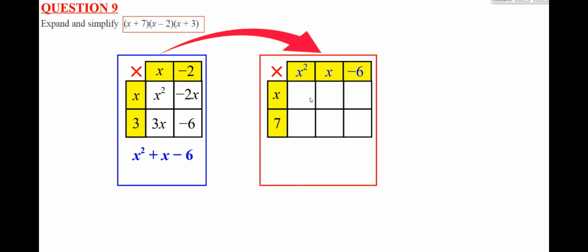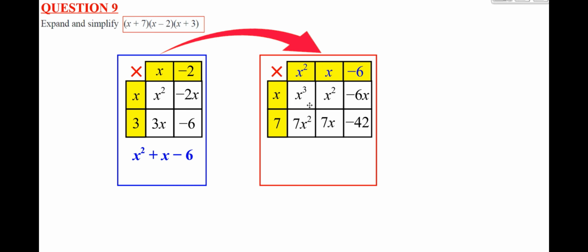I normally pick the top left first. So x squared multiplied by x, x cubed. X multiplied by x, x squared. X multiplied by minus 6, minus 6x. 7 times x squared, 7x squared. 7 times x is 7x, and 7 multiplied by 6 would be 42. Because it's a minus 6, we get minus 42.